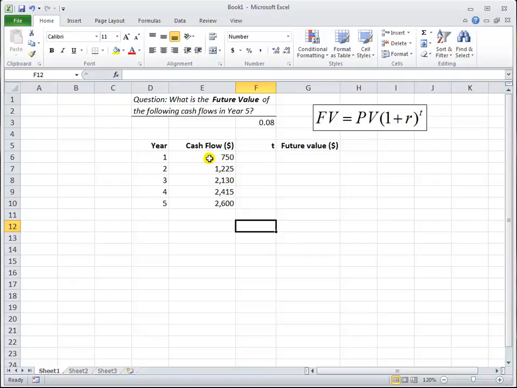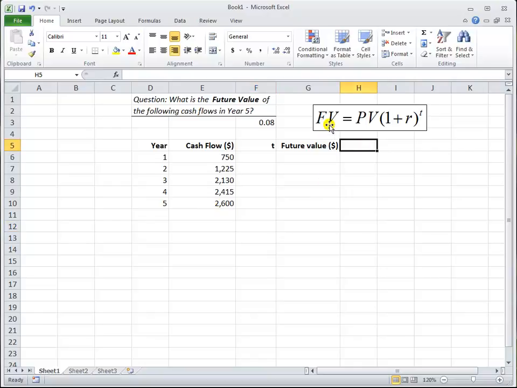Now let's note first that since each cash flow arrives at one point of time, each of these is a lump sum payment. We need to figure out how much each of these lump sum payments grows to by the end of year 5, and then the sum of those cash flows will give us the future value of the entire stream of cash flows.